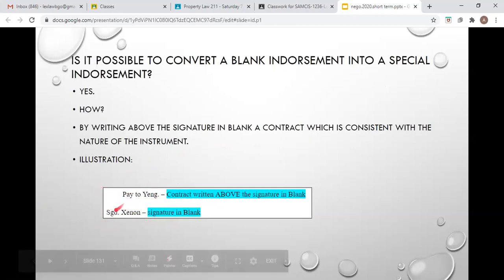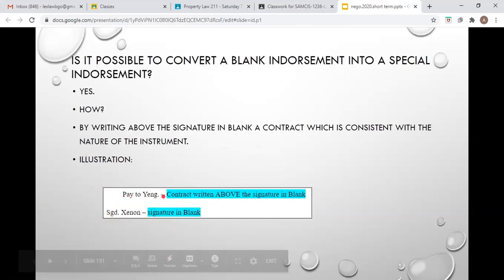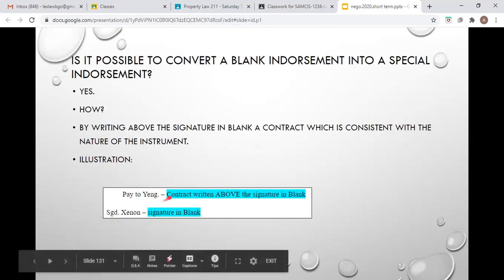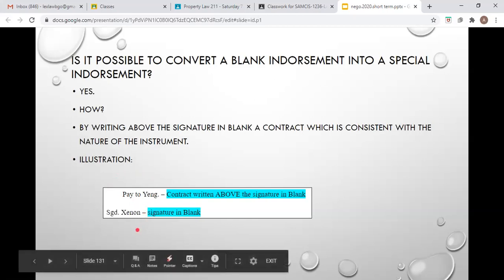By writing above this blank signature of Xenon, a contract which is consistent with its character, consistent with the character of the instrument. So ano lang ang gagawin ko? Maglalagay lang ako dyan, pay to Yang. And after writing the words pay to Yang, what happened to my blank endorsement? That is no longer a blank endorsement. This has already been converted into a special endorsement.